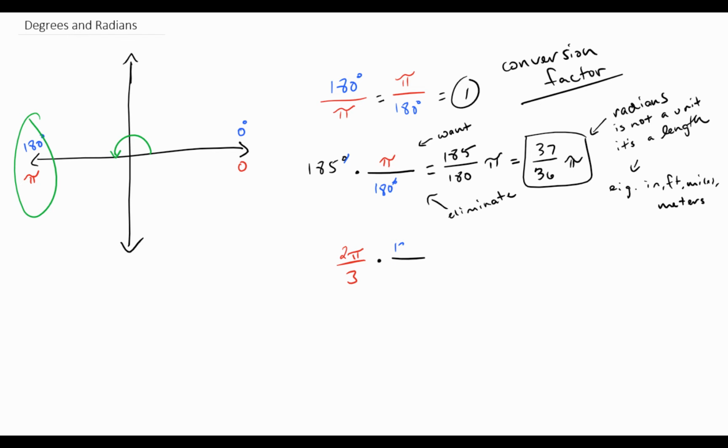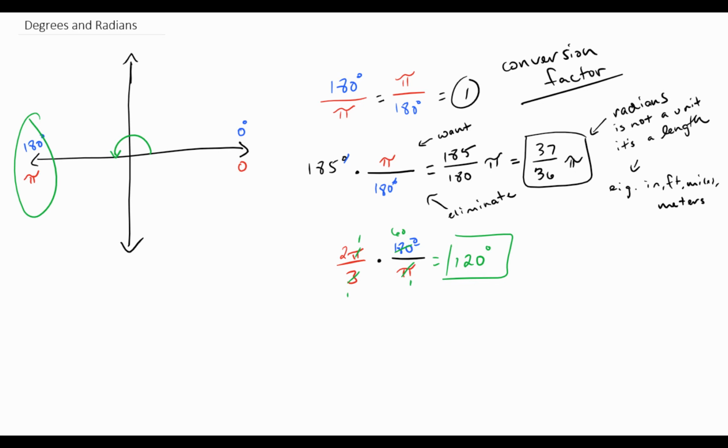The thing that I want is degrees, so I'm going to put that on the top. And the thing that I want to eliminate is radians. And so I know this is equal to 1. I can just multiply this out and I won't change the value, but I'll be getting the degrees unit that I want. And we see that 2 pi over 3 radians, or just 2 pi over 3, that arc length, is going to be 120 degrees.